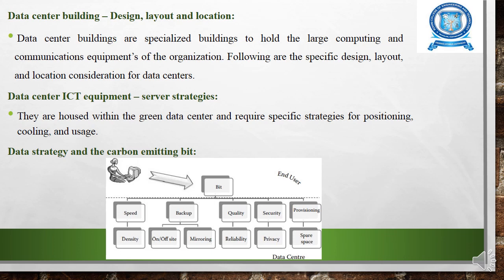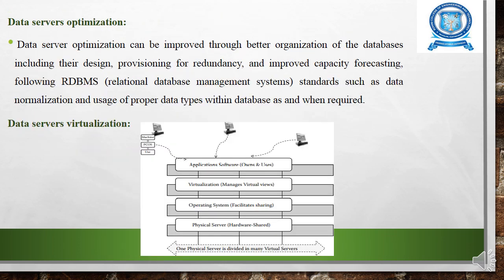Data strategy and the carbon emitting bit: the speed, backup, density, on-site or off-site data, how much mirroring is needed, the quantity, security, privacy, provisioning, space. Data server optimization can be improved through better organization of the database, including the design, provisioning for redundancy, improved capacity, RDBMS such as OODBMS, data normalization, and the proper data types used.